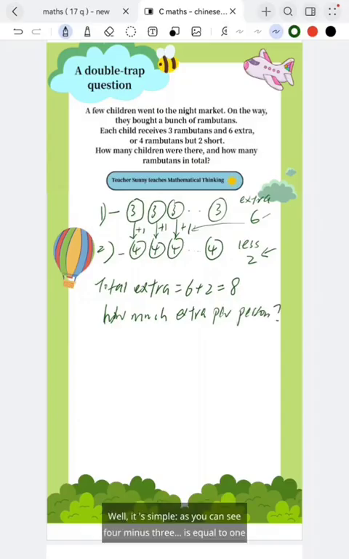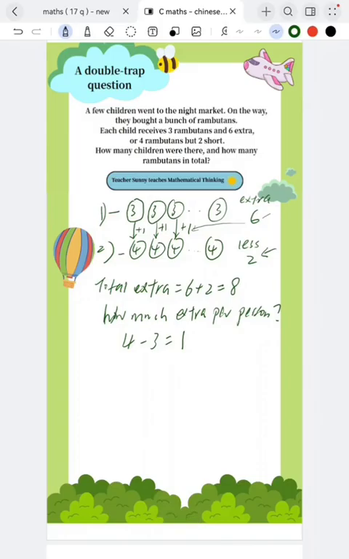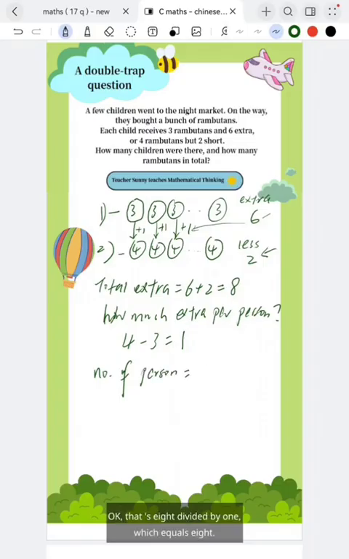Well, it's simple. As you can see, 4 minus 3 is equal to 1. So each person gets 1 more. During the second distribution, we need to calculate the total number of children. So, in total, how many children are there? Okay, that's 8 divided by 1, which equals 8. So there are 8 children, right? Because there are 8 extra. And each person gets 1 more, so we divide by 1. And that's how we get the answer.